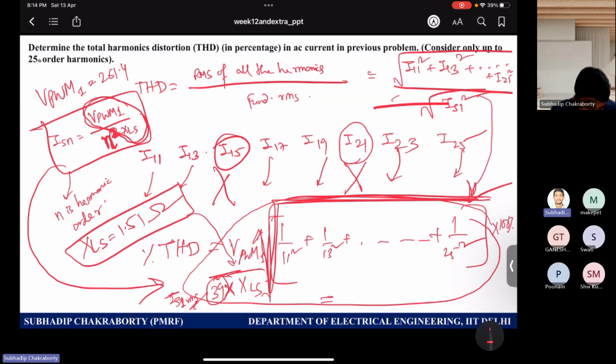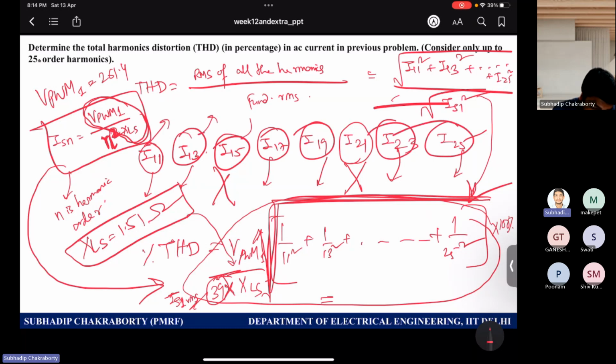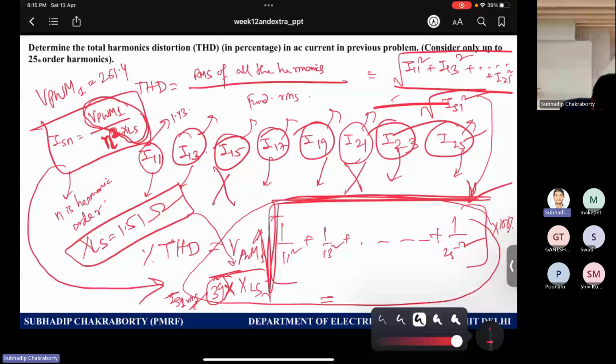Tell me one by one the value of the strength of the currents. I want to show you something: I11, I13, I15, I17, I19, I21, I25. Tell me one by one the values. 261.4 divided by 11 into 11 into 1.51... 1.43, right? I11 is 1.43, then I13 is 13 into 13, right? So 1.02.